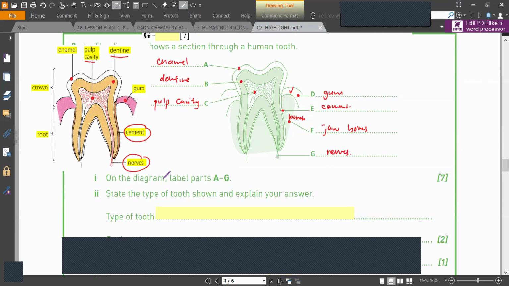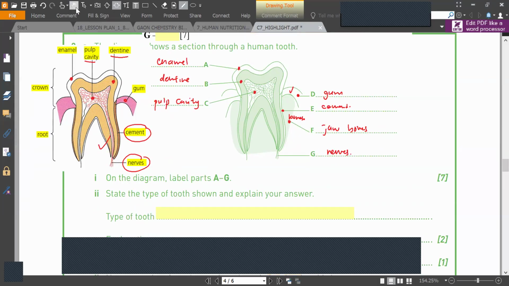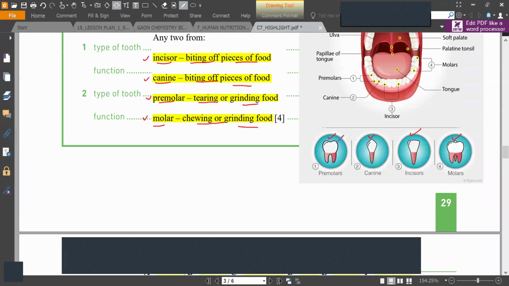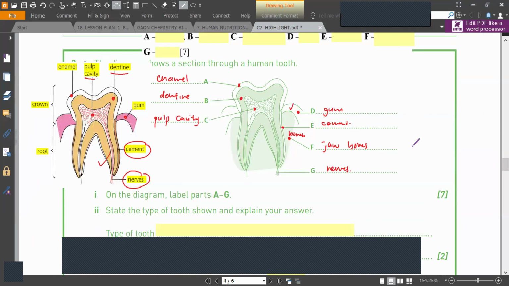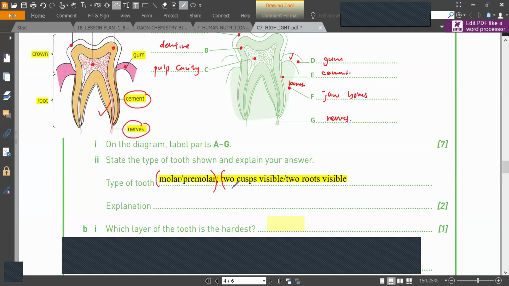Next. State the type of tooth shown and explain your answer. What type of tooth is this? If we take a look, it could be premolar or molar, so both answers will be acceptable. It could be molar or premolar because we can see two cusps or two roots visible.